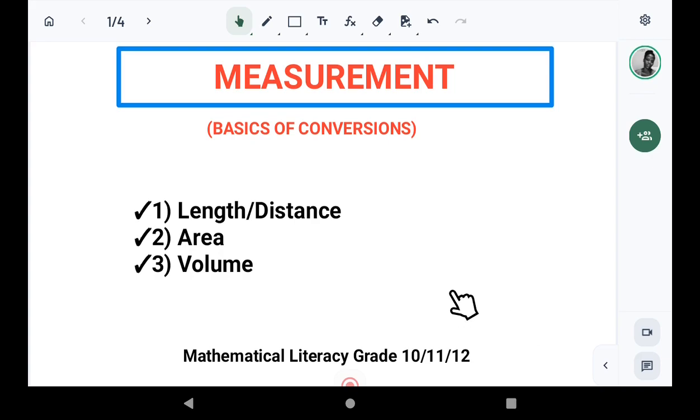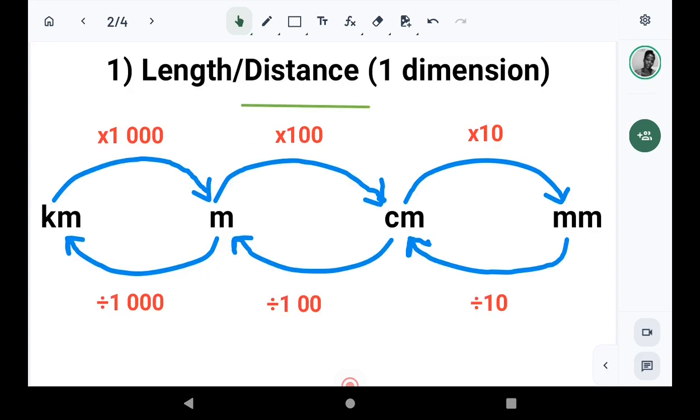In detail, we're going to look at how you convert from one unit of measurement to another when it comes to number one, length or distance, number two, area, and number three, volume. Let's start. Starting with the first one, length or distance.